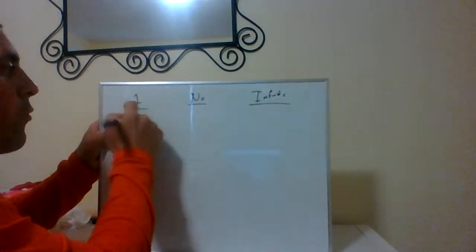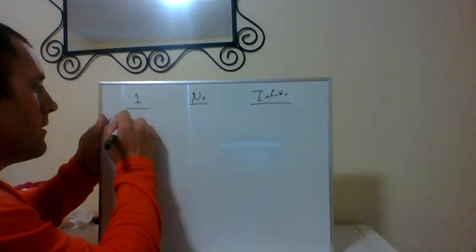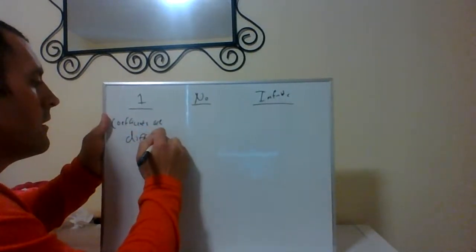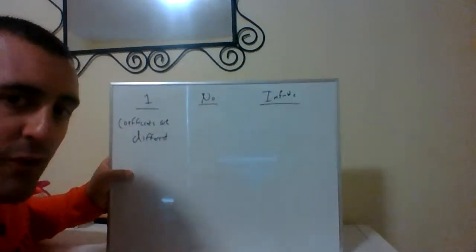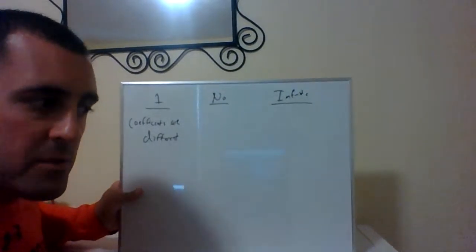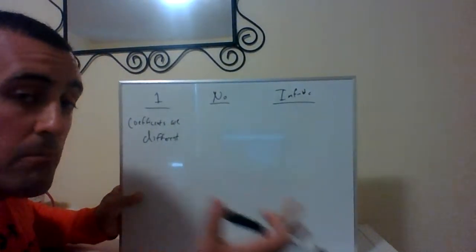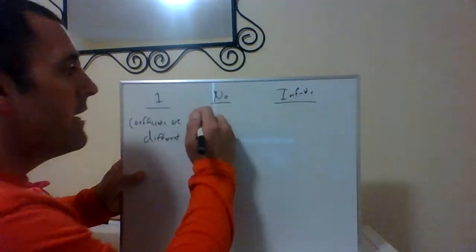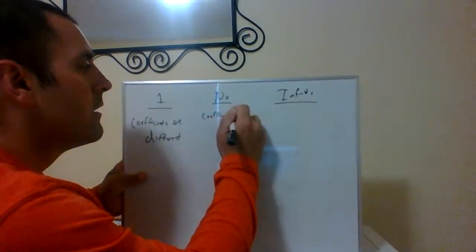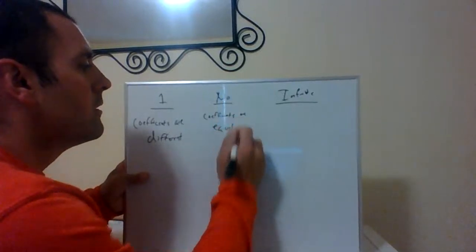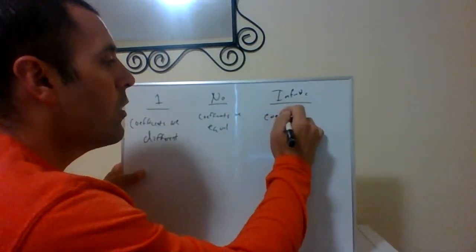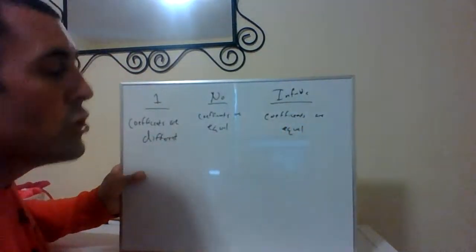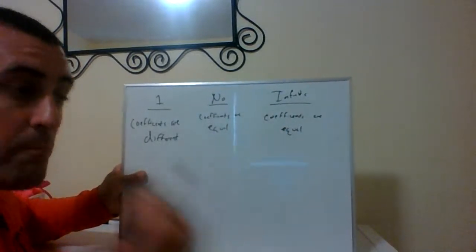solutions, okay? So for one solution, the coefficients are different. If the coefficients are different, there's one solution. Every single time, no matter what. Remember, you have to combine like terms, all right? Combine all like terms. If you have variables on both sides and the coefficients are different, there's one solution, okay? No solution happens when the coefficients are equal. Infinite solutions happens when the coefficients are equal. So for no solution and for infinite solutions, coefficients are gonna be equal for both of them.